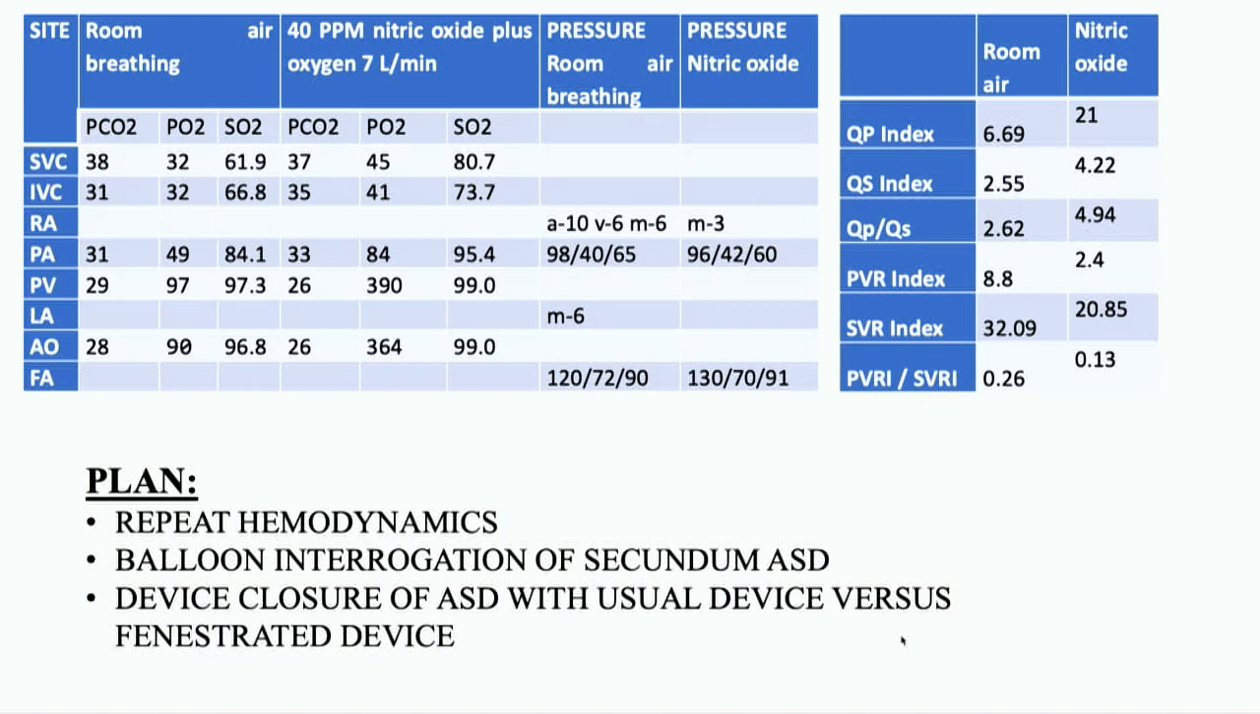The plan is to repeat the cardiac catheterization, do a balloon interrogation of the secundum ASD to assess the hemodynamics, to see if there is any further fall in the PA pressures, and then proceed with device closure of the ASD, deciding on table whether a usual device would be okay or whether we would have to choose a fenestrated device based upon the hemodynamics of the patient.